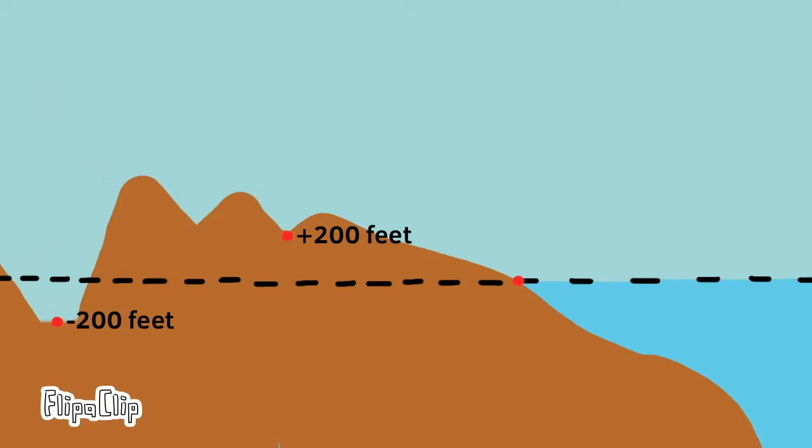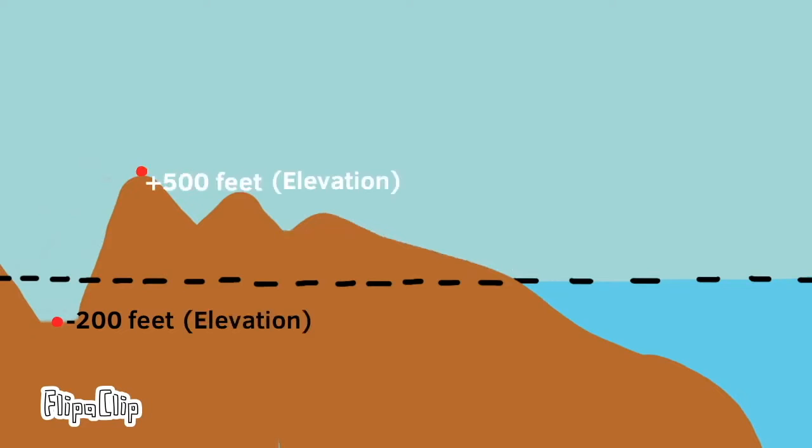0 feet represents sea level. The further you go below sea level, the larger the negative number. The further you go above sea level, the larger the positive number. The peak of this mountain or hill is 500 feet above sea level. That means the elevation is 500 feet. And the valley floor is 200 feet below sea level. That means that its elevation is negative 200 feet.